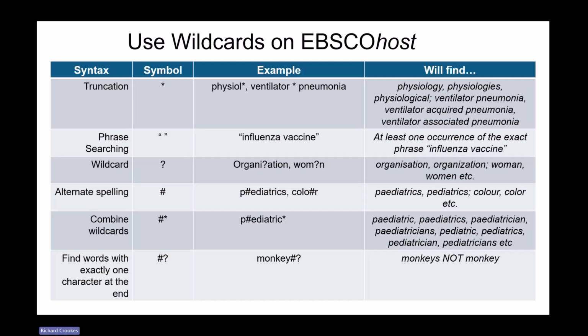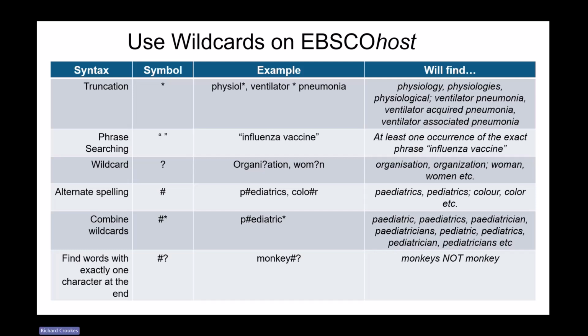Okay, and then you can combine the wildcards. So for example, you can put the hash after the P before the E, and then truncate that term to find pediatrics, pediatrician, pediatricians, and so on. And then finally, we have perhaps not such a widely used one, and that is combining the hash wildcard with the question mark. So you'll find words with exactly one character at the end. So using the term monkeys, then you would have monkey hash wildcard, and that'll find monkeys, but not monkey.